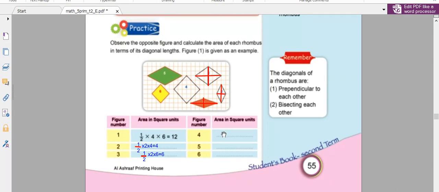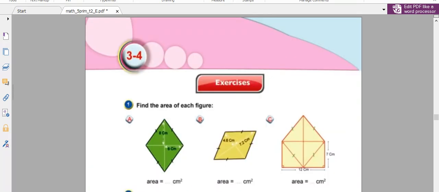Try figure 4, figure 5, and figure 6 by yourself, and try to solve the exercises for this lesson.